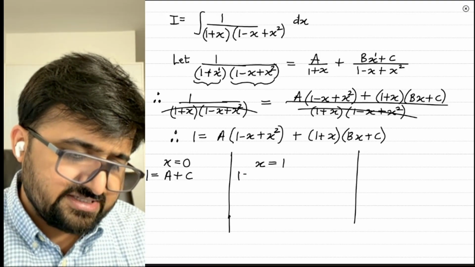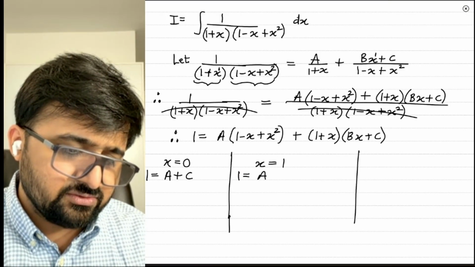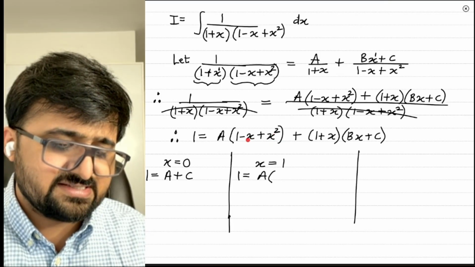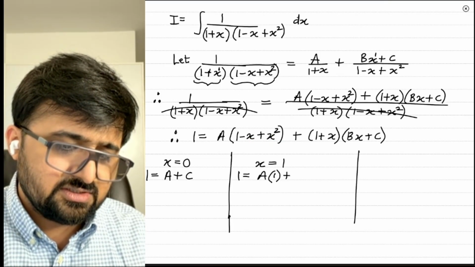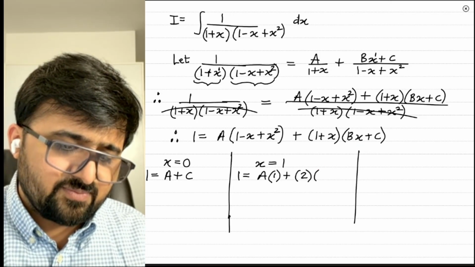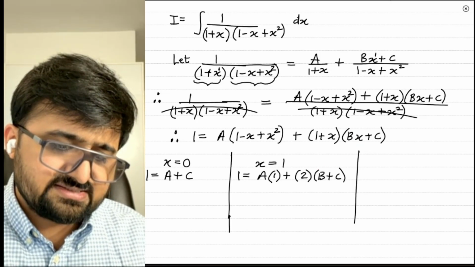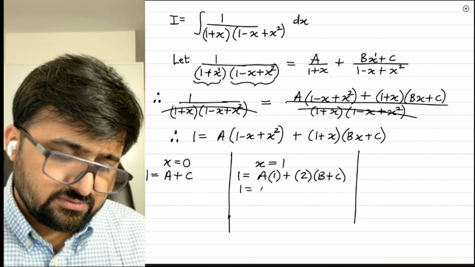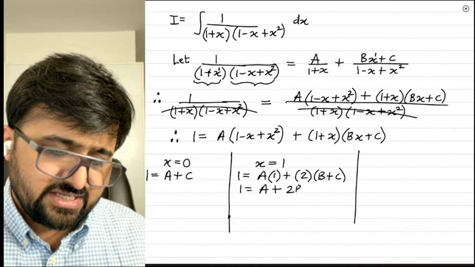Then you get 1 is equal to a into, now 1 square is 1, 1 minus 1 is 0, this will again become 1, 1 plus 1 this will become 2, and b plus c. All right. So therefore you get 1 is equal to a plus 2b plus 2c.